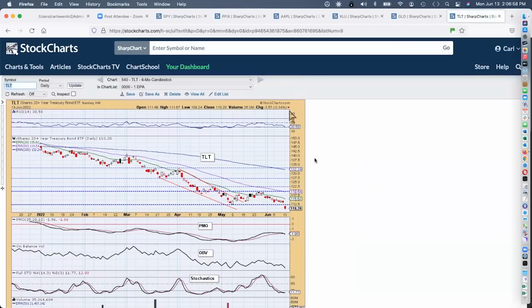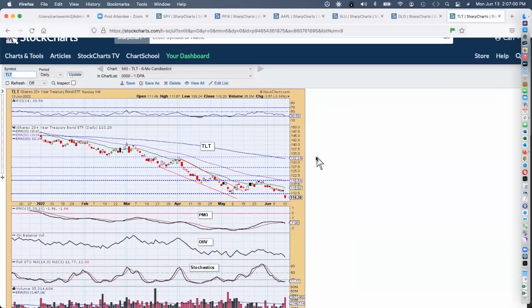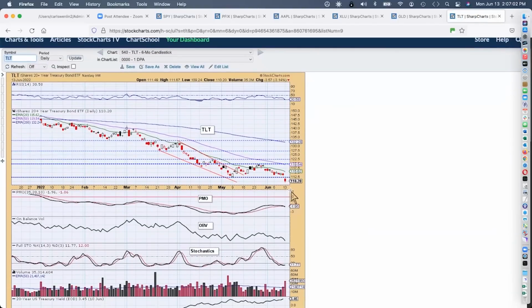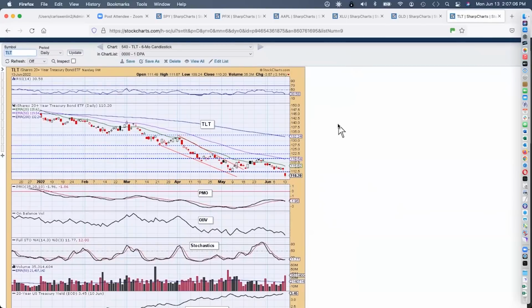Treasury bills finally lost support. Yep, they did. And PFIX is the one you like. Yes, I have a chart of that.